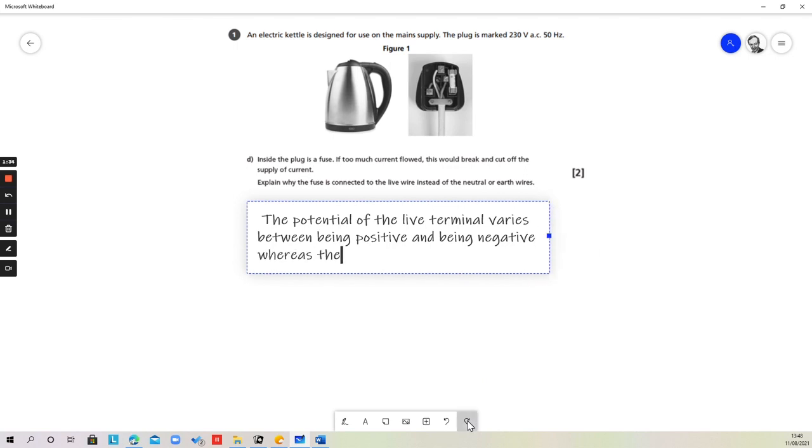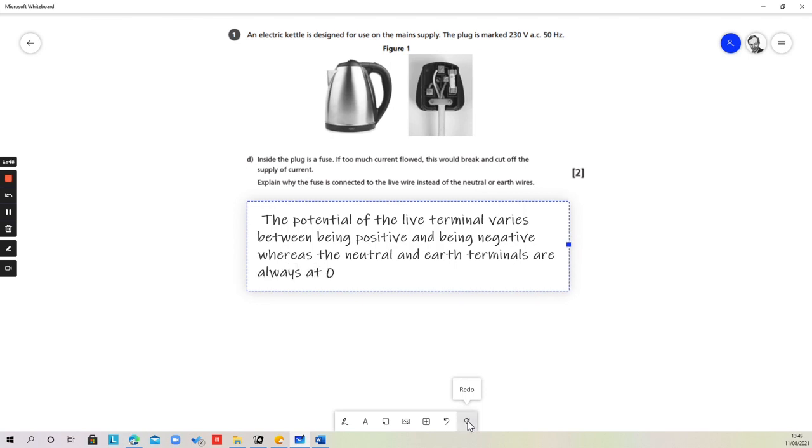So let's compare that with what's going on with the neutral or the earth. Whereas the neutral and the earth terminals there in the plug are always at 0 volts. So what we're saying is that the earth connector and the neutral connector are always at 0 volts, whereas the potential of the live terminal varies between being very positive and being very negative.